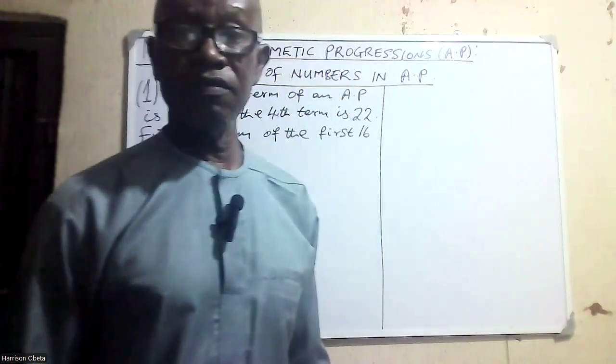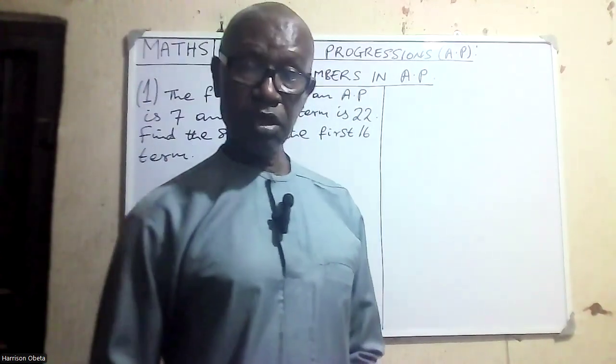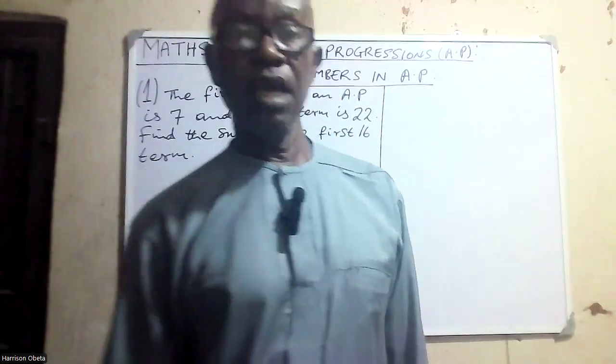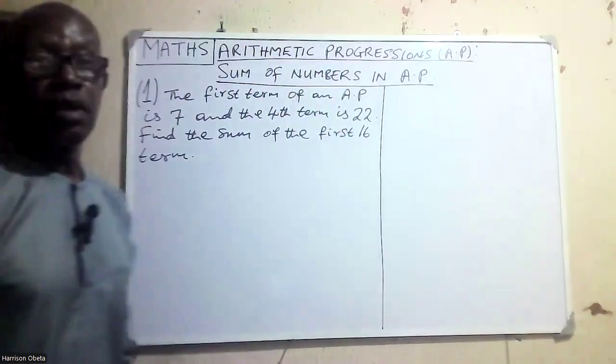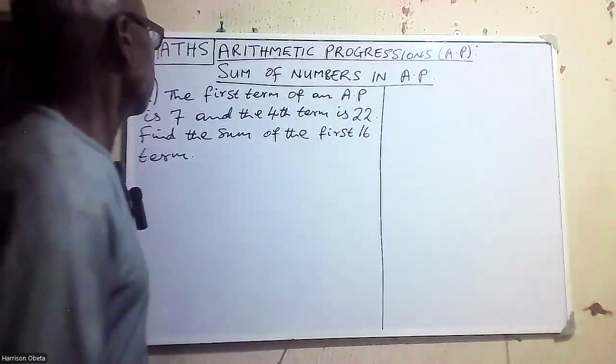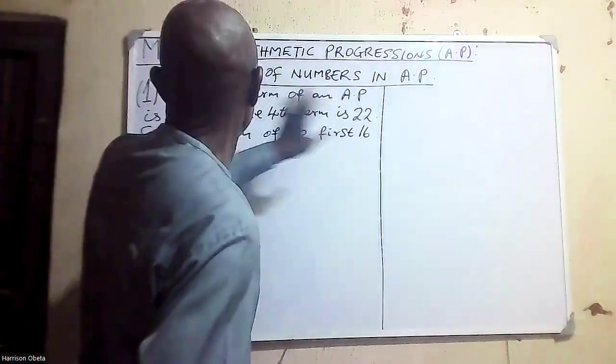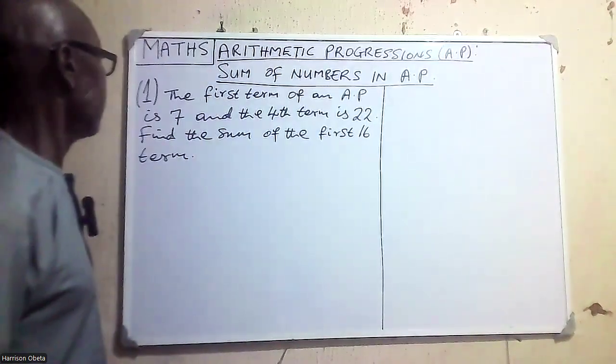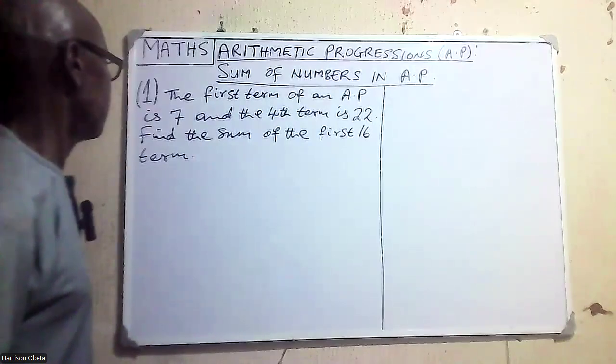Today we have arithmetic progression, sum of numbers in an AP. We have the first question on the board. The first term of an AP is 7, and the fourth term is 22. Find the sum of the first 16 terms.